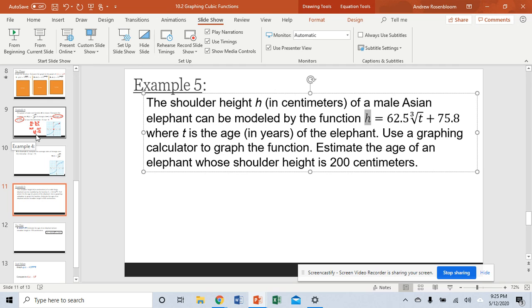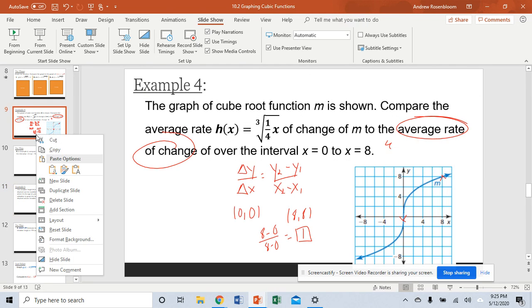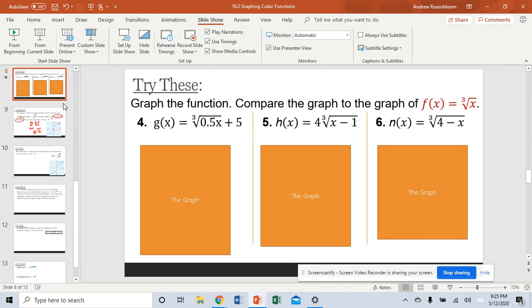So the key thing here is make sure that you know all of your translations. Make sure you know what the inside, underneath the square root, is doing. Make sure you know what the outside is doing. So just to recap, when you have a number on the outside, that's your vertical stretch and vertical compression. Inside underneath the square root, that moves left and right, in the opposite direction that you would see on the outside, like we see right here, that moves up and down.